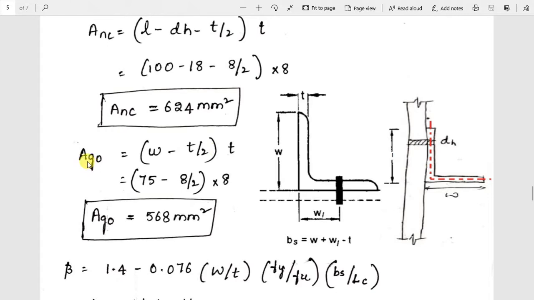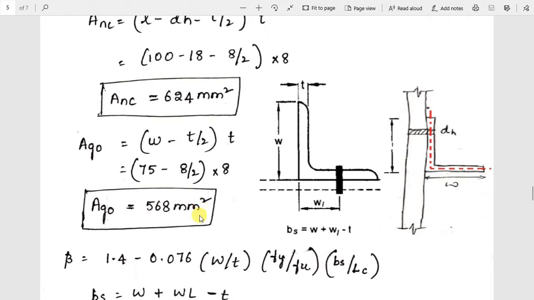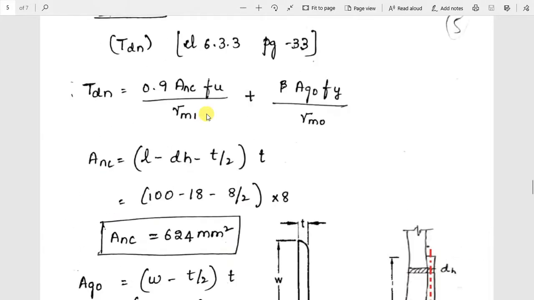Similarly Ag0, A is for area, G is for gross, and O is for outstand leg. That means you have to calculate the gross area of this outstand leg, and once again from this particular point, the center line, till this end. So W is the length of outstand leg. So 100 is connected, 75 is not connected. So W from this particular point till here will be 75, minus you have to deduct this half thickness, that is T by 2. So that gives you the length of the angle outstand leg from this particular point to here, into thickness will give you the area. So Ag0, gross area of outstand leg, will be 568 mm square. So we have calculated ANC and Ag0 from this formula.